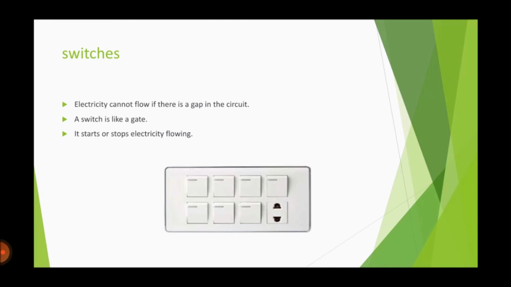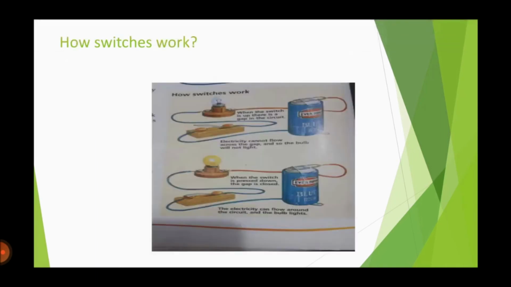Okay, so if we want to keep the current flowing, we would have to turn on the button, we would have to turn on the switch. So this is the main function of the switch. We are actually enabling the electricity to work better with the help of switches.